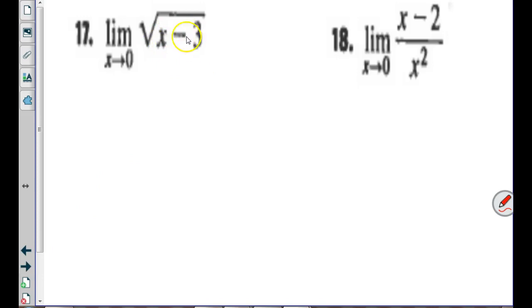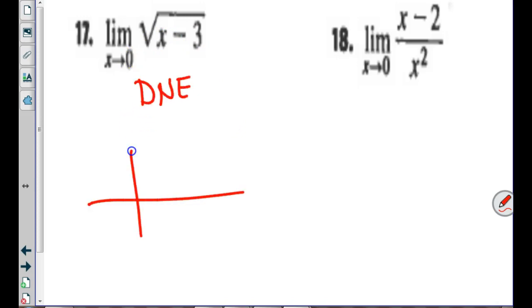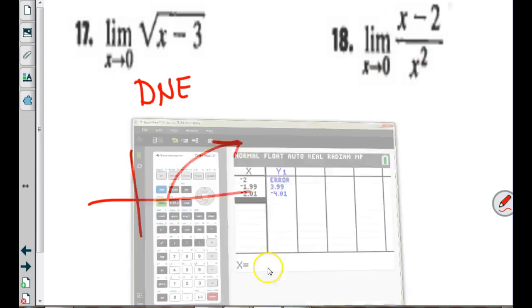What's happening here? Can you take a square root of -3? No, it does not exist. If you graphed that, it would start over here. So at 0, it has nothing. Okay, this is undefined at 0, so I don't really know what's going on unless I graph it.